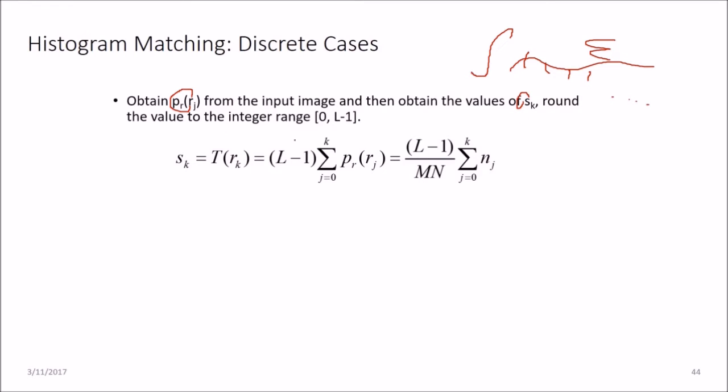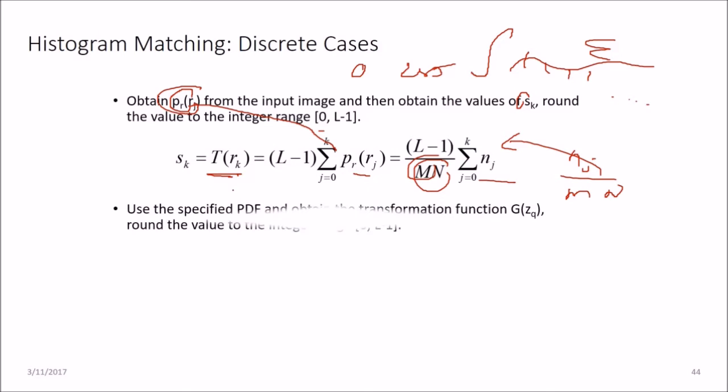We round the value to the integer value 0 to L minus 1. We try to round it between, say, 0 to 255. So Sk will be equal to T(rk), and we know what it suggests. It suggests L minus 1 into this sigma from 0 to k of PR(rj). We obtain this. This is nothing but we take L minus 1 and PR(rj) is nothing but nj by M into N. We replace it here, M by N comes out. So it will be just the summation of nj, the number of times it has happened.